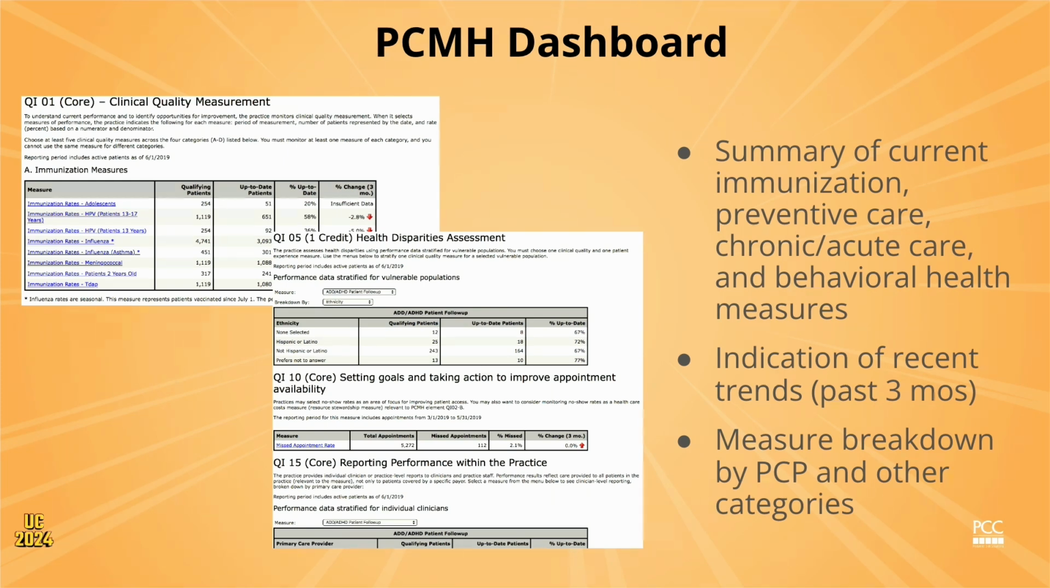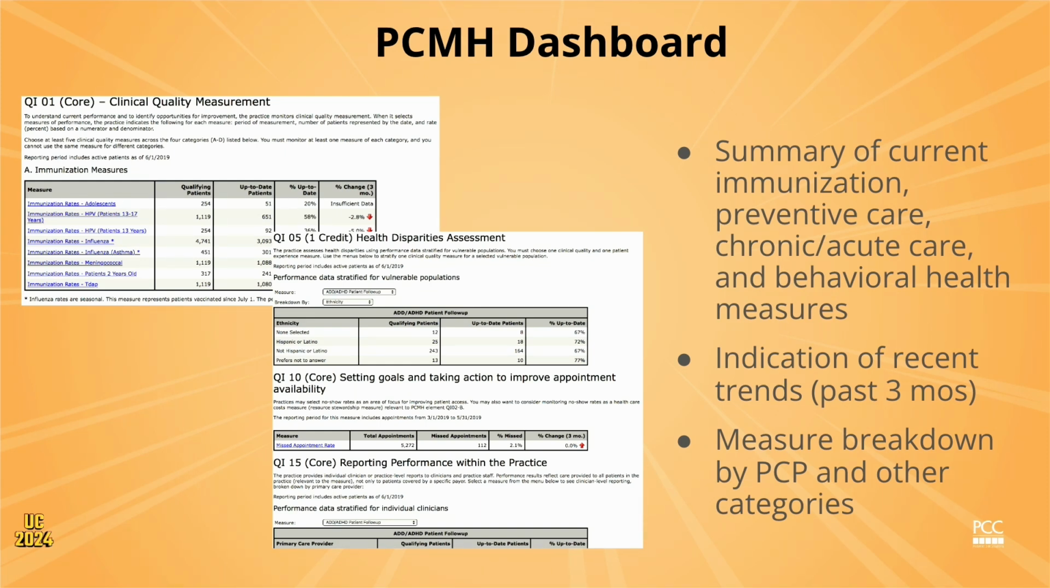One thing that this page includes that many other pages do not include is this percent change column. So there is an indication of recent trends. For PCMH, you have to show that you're improving on specific measures. So that's why this is in there, but it could be useful even if you're not doing PCMH. What are my recent trends? Am I up or down over the last 3 months? So you can always see that on the PCMH dashboard.